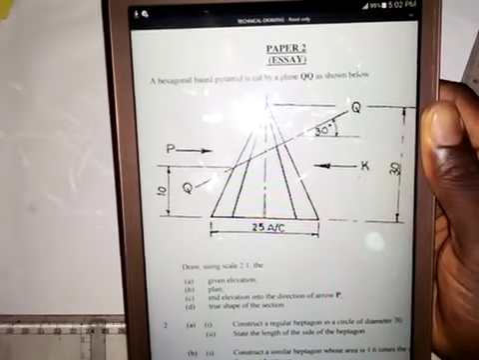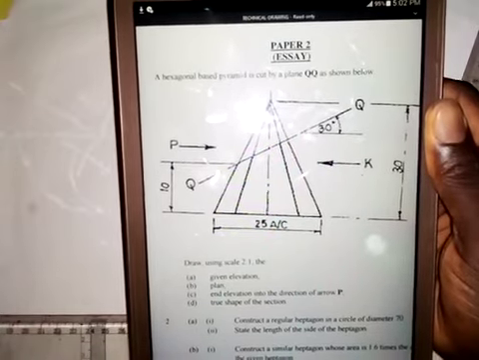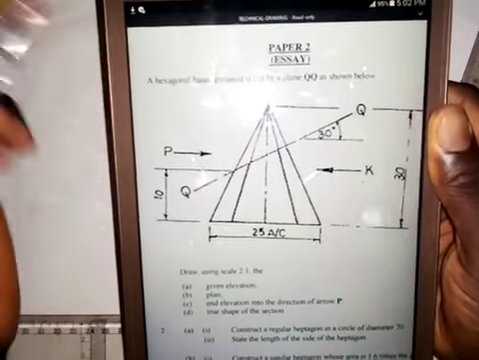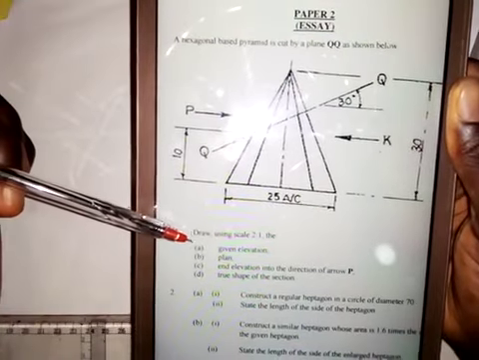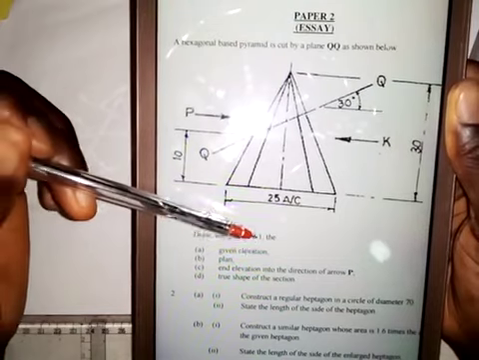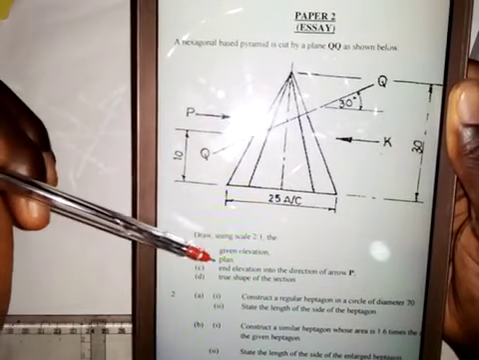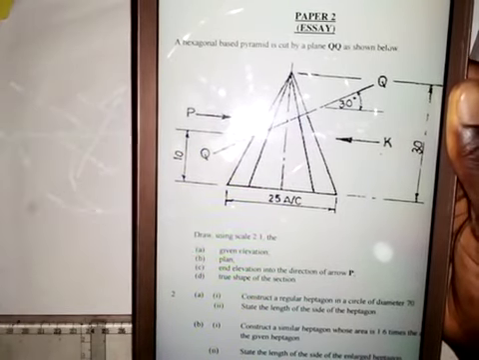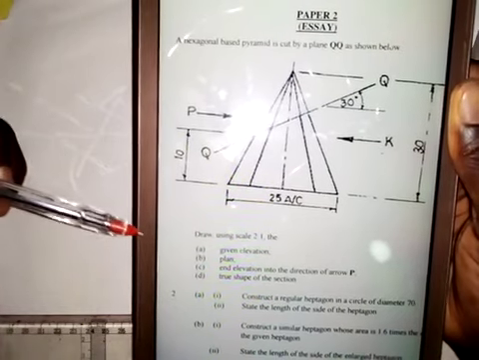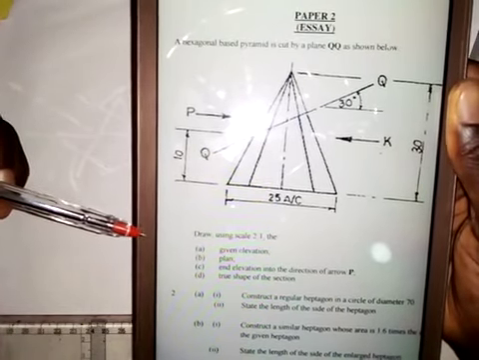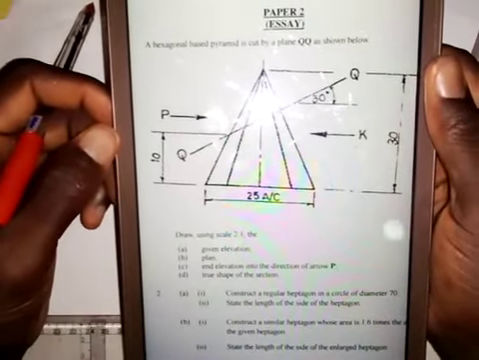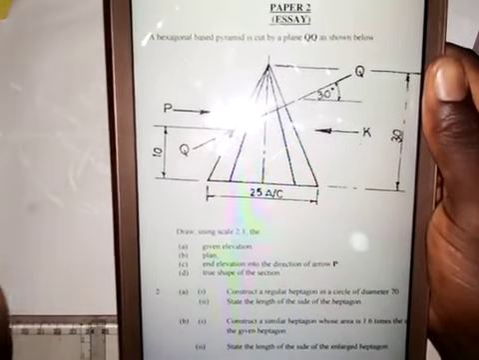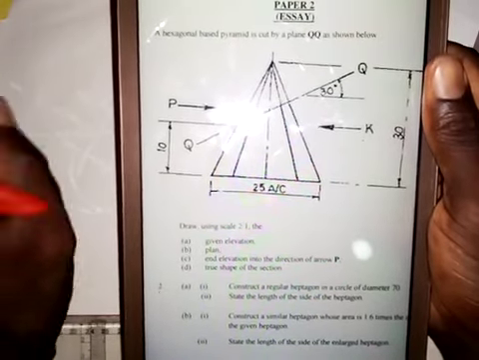As we have here, a hexagonal based pyramid is cut by a plane QQ as shown below. Then here we have: draw using scale 2:1 the given elevation, the plan, the end elevation and direction of ROP, and the true shape of the section. So that is what we are asked to do with this. We have 4 questions to answer, and I'm going to do everything in this same video.